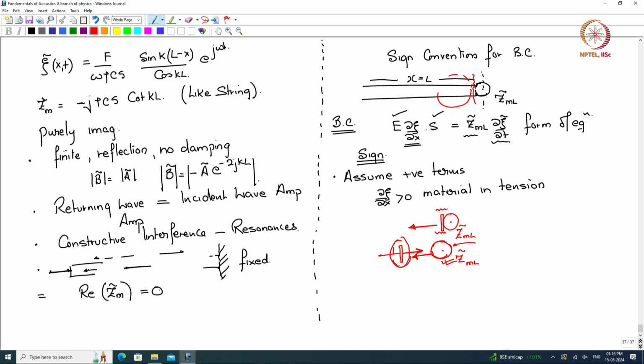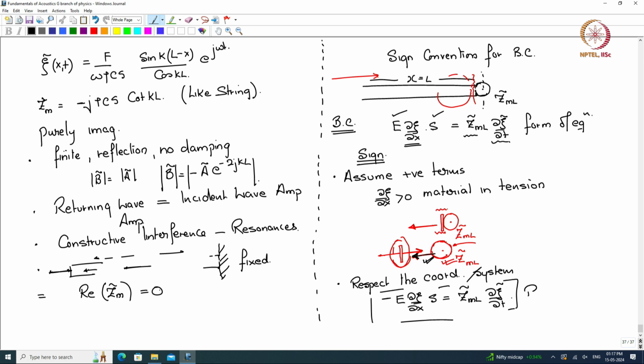Now, this being the situation, what I have to do is respect the coordinate system. So this is the direction by all positive conventions. After that, I have to respect the coordinate system. We have said that this side is positive, and therefore this will acquire a negative sign. So I have minus E del xi by del x into S will be equal to whatever be the impedance appended, del xi by del t. So that's the correct form of the equation.